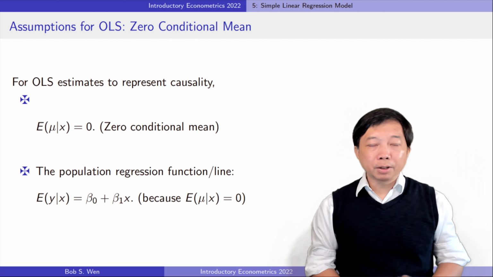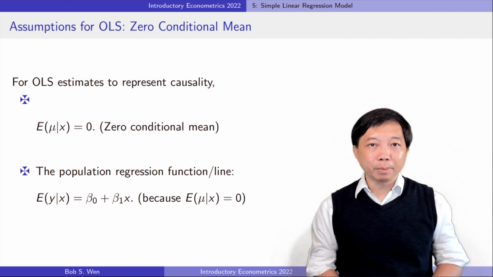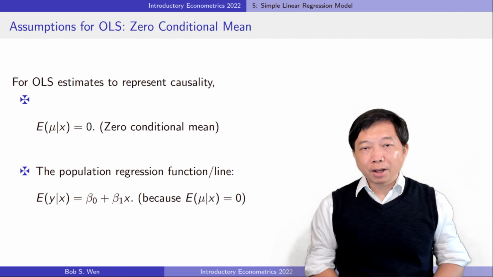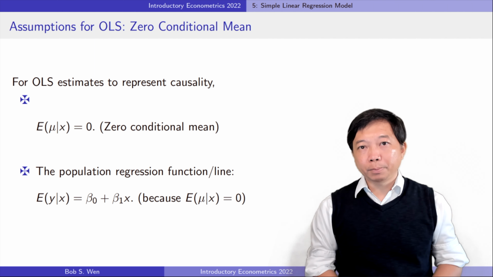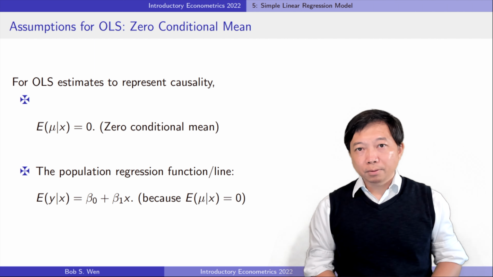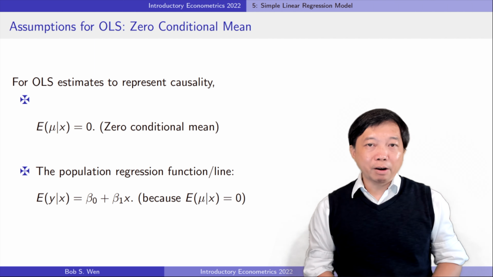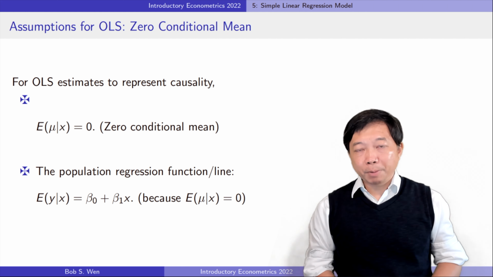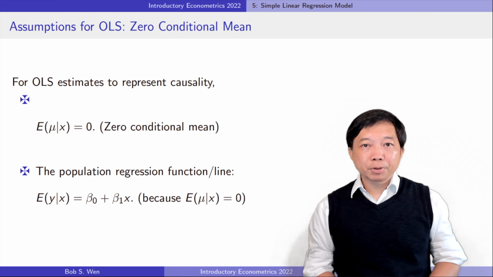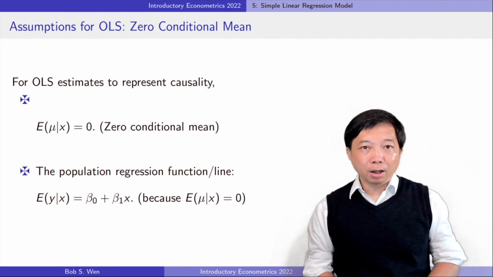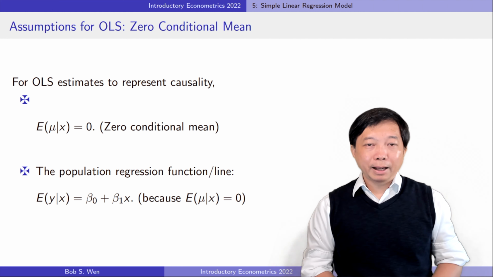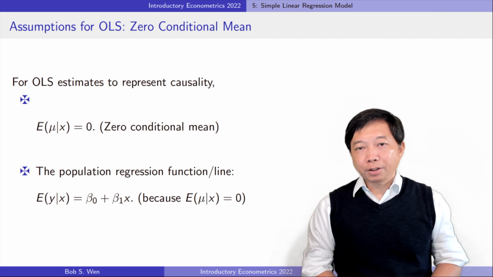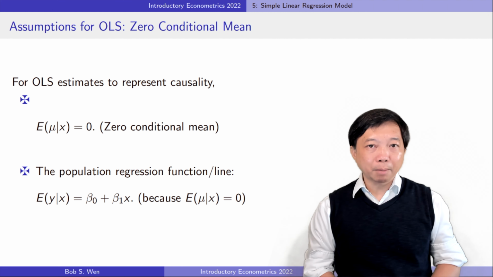In a randomized controlled experiment, like a science experiment, subjects are randomly assigned to the treatment group and the control group. The random assignment ensures that the explanatory variable x and the error term mu are independent. That is, the unobserved characteristics and the treatment are not correlated, which implies that the conditional mean of the error term mu given the explanatory variable x is 0. So, experimental data automatically satisfy the zero conditional mean assumption.